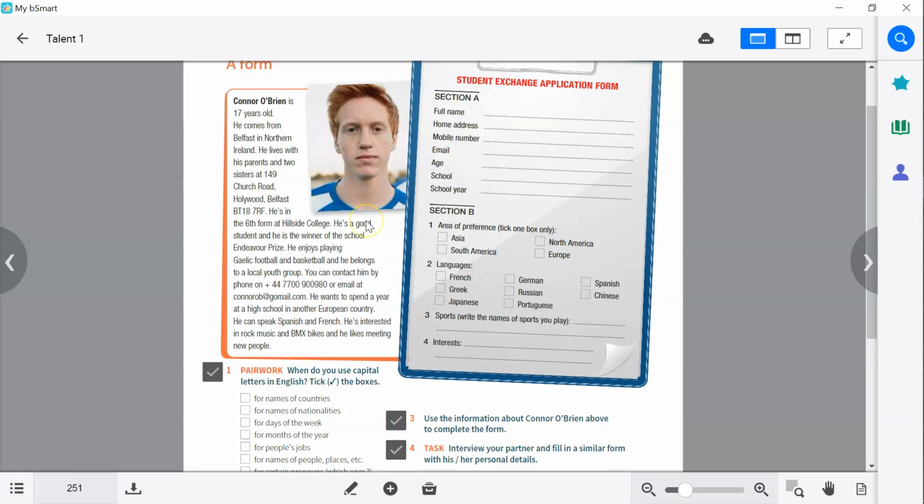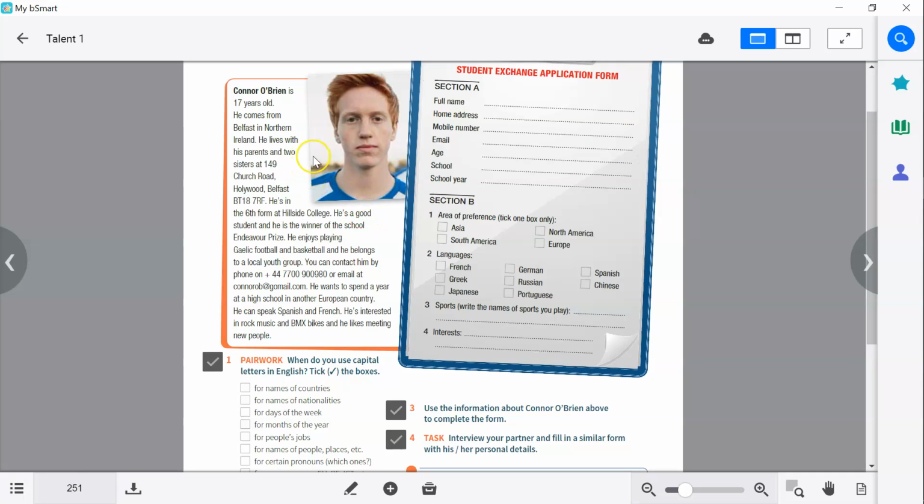Okay, now what do you have to do? First of all, you have to read. Let's read together this passage, and then we comment on it.